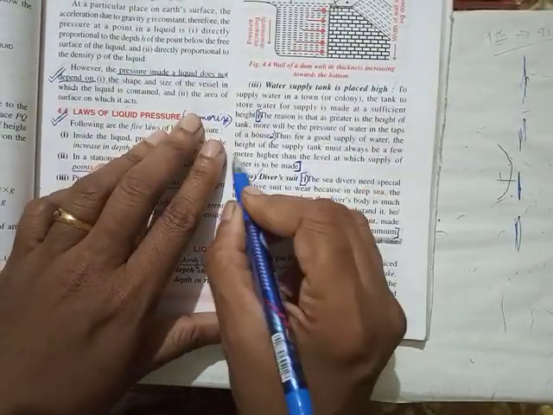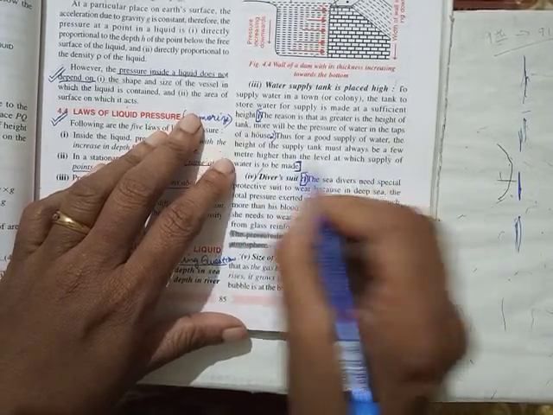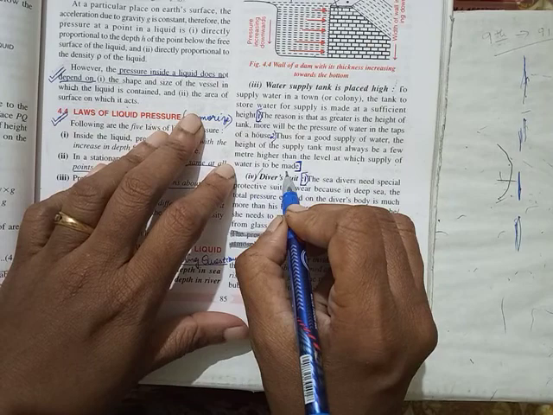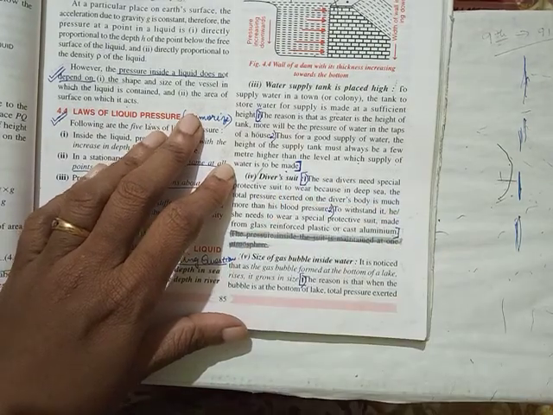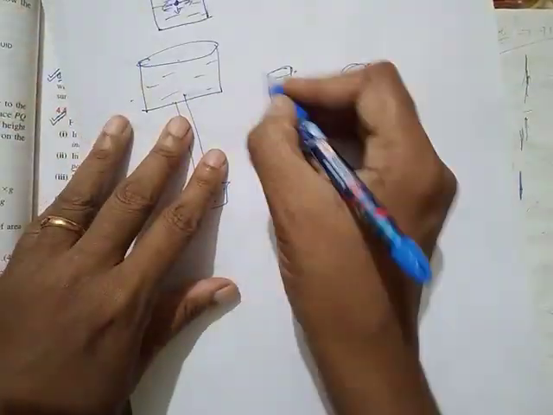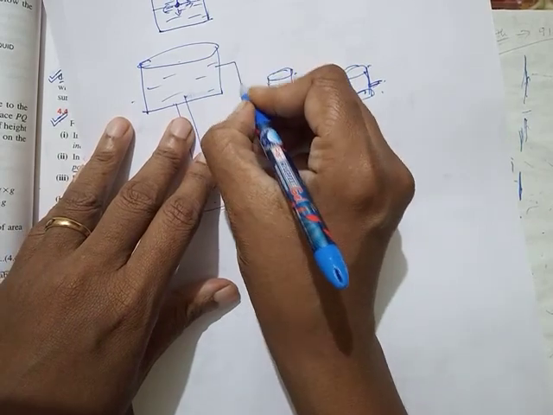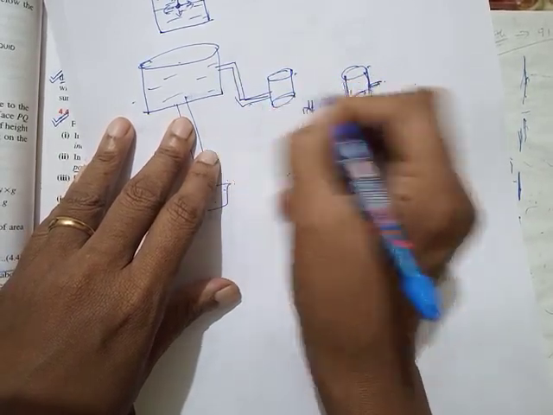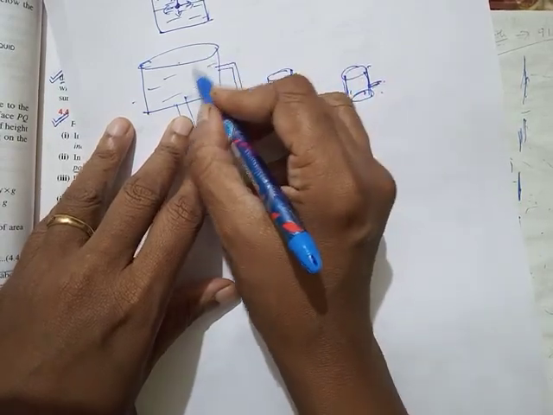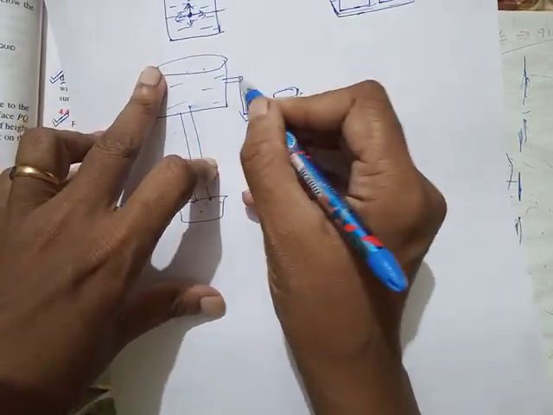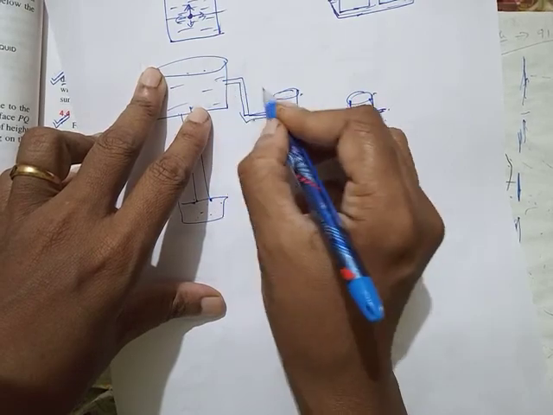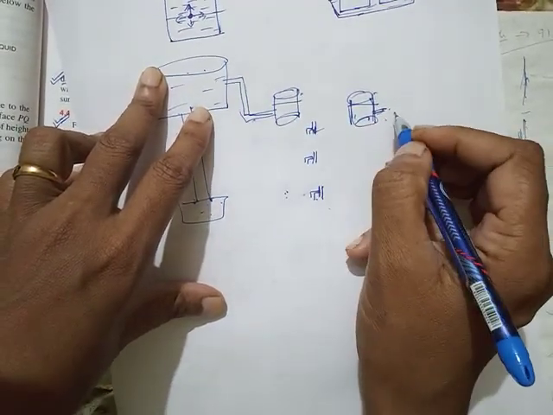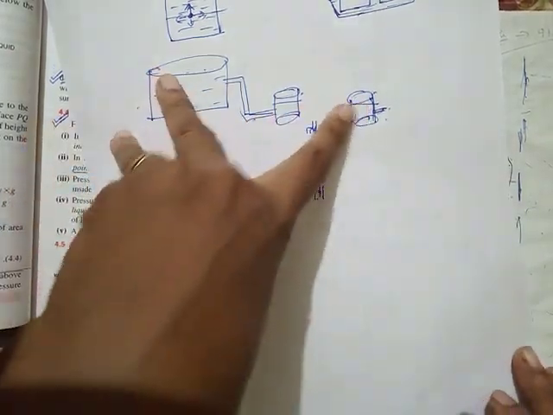Thus, for a good supply of water, the height of the supply tank must always be a few meters higher than the level at which supply of water is to be made. Another thing, if the water has to fill everything, from this tank it will go to this tank and then to this tank, and all the tanks. So, if only this is at a greater height, it will try to seek its level. In that way, it will try to fill everything. Okay.